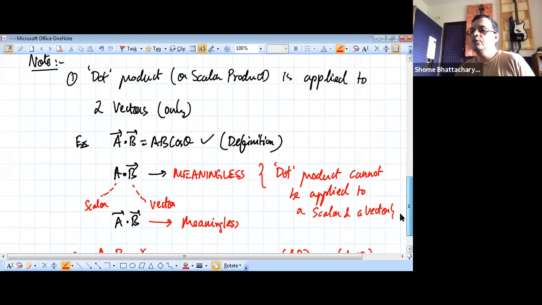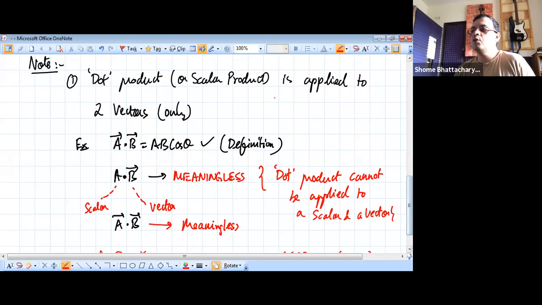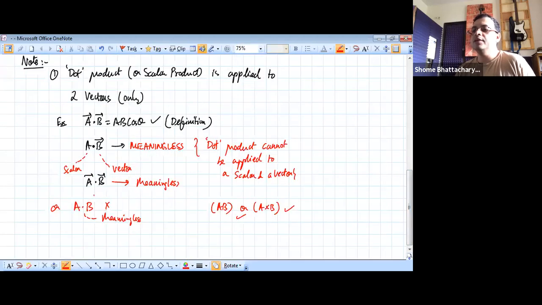So that's the first point you have to understand, that the dot product can only be applied on two vector quantities. It cannot be applied on two scalars or on a scalar and a vector, because that's the definition. It depends on the magnitude of the two vectors and it also depends on the angle between them. So if we take a scalar and a vector, it doesn't make sense, no? Because there's no angle between a scalar and a vector. Scalar does not have any direction.